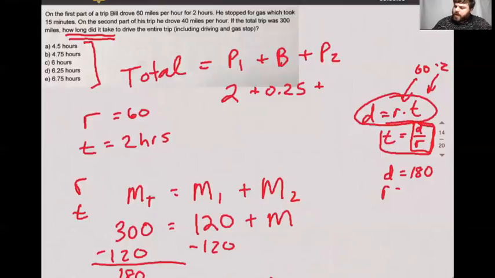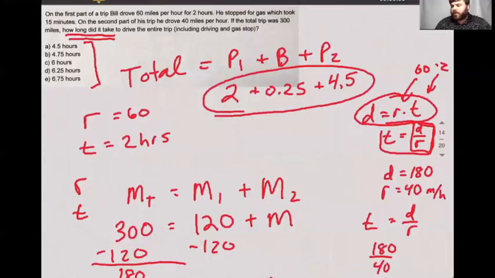And we also know that he went 40 miles per hour. So if we use our formula, time equals distance over rate, we take the distance and divide it by the rate, and we get the time. 180 divided by 40 is going to be 4.5. Okay, 4.5 hours. So I add that here, 4.5 hours. My total is 2 plus a quarter plus 4.5. That gives me 6.75 hours. So E is my answer.